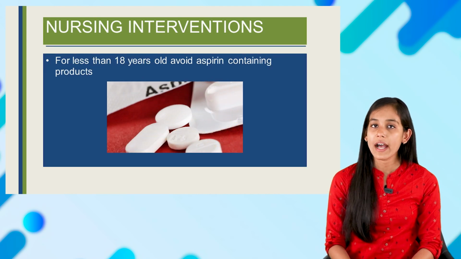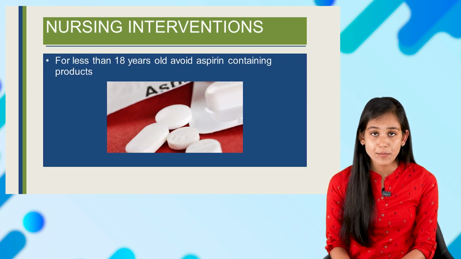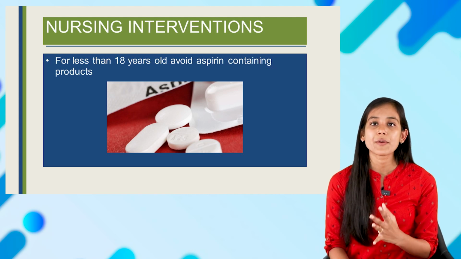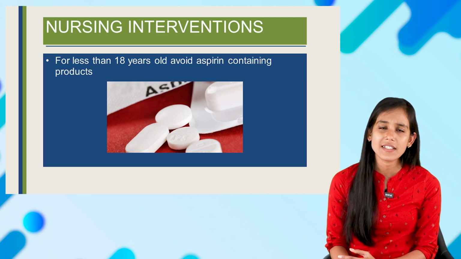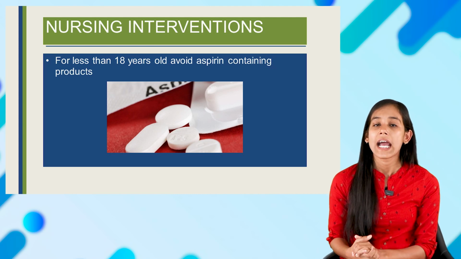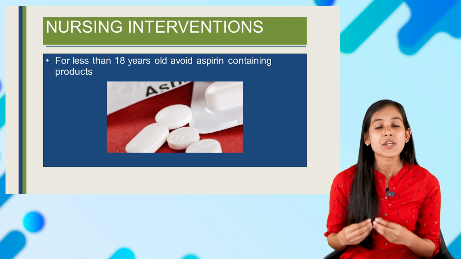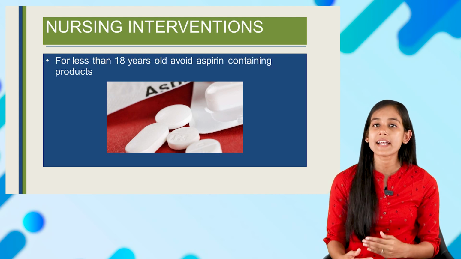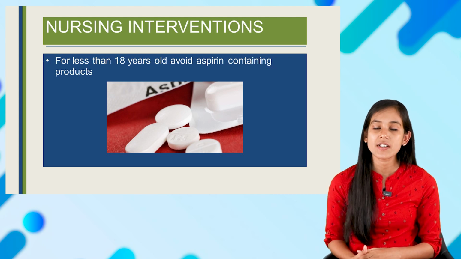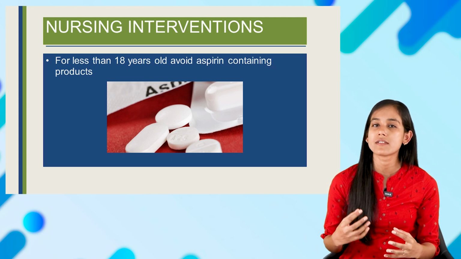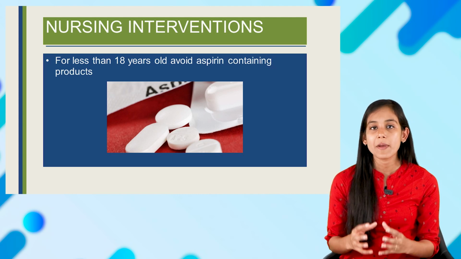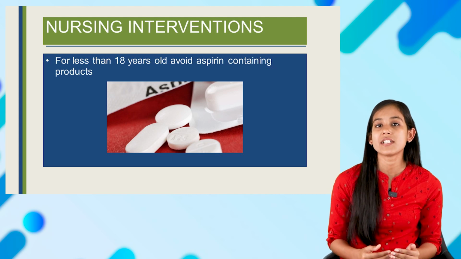Now, next, we also have to avoid aspirin containing products to prevent Reye's syndrome. So we already learned what is Reye's syndrome. There would be swelling of liver and brain. This is an extremely rare condition, but this can occur as a complication. And most of the time, if there is usage of aspirin containing products, then the risk is more. So we have to educate the parents, and we also have to make sure that we're not giving any sort of products which has aspirin in it, especially for children who are below 18 years old.